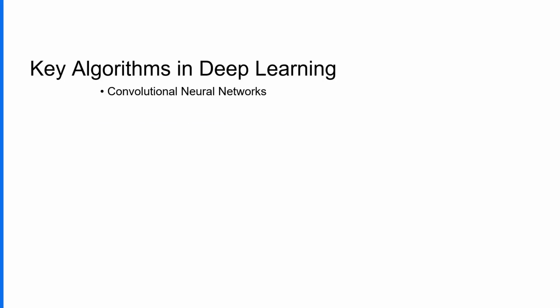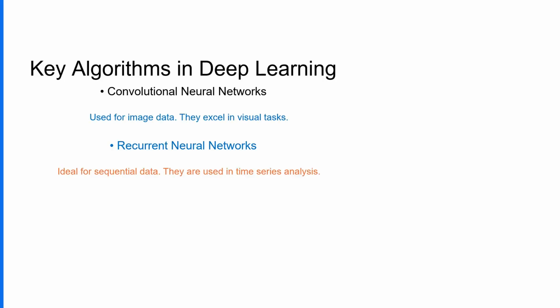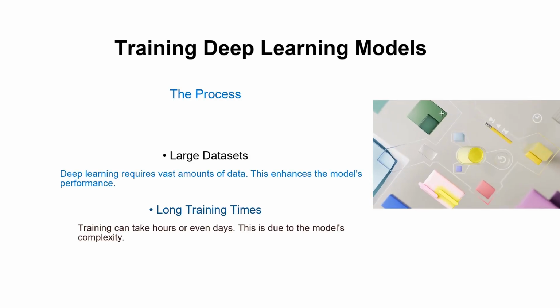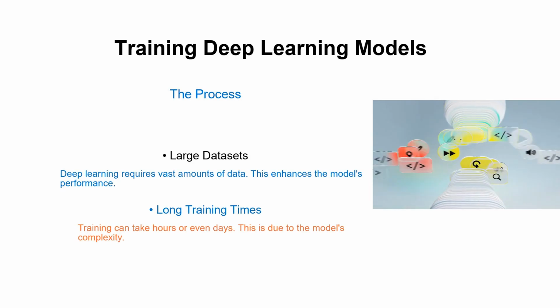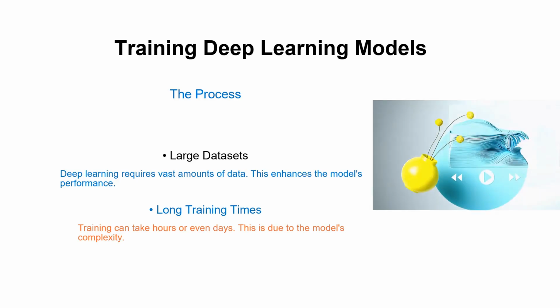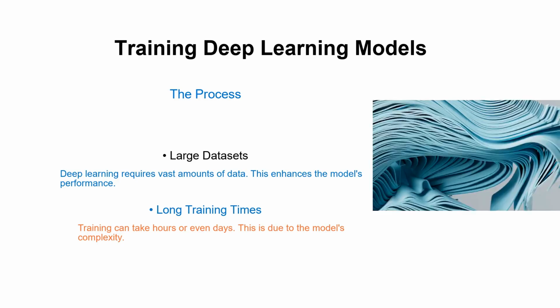Key algorithms in deep learning include convolutional neural networks, which excel in image data, and recurrent neural networks, ideal for sequential data like time series. Training deep learning models requires large datasets to enhance performance. Additionally, training times can be extensive, sometimes taking hours or even days due to the model's complexity.